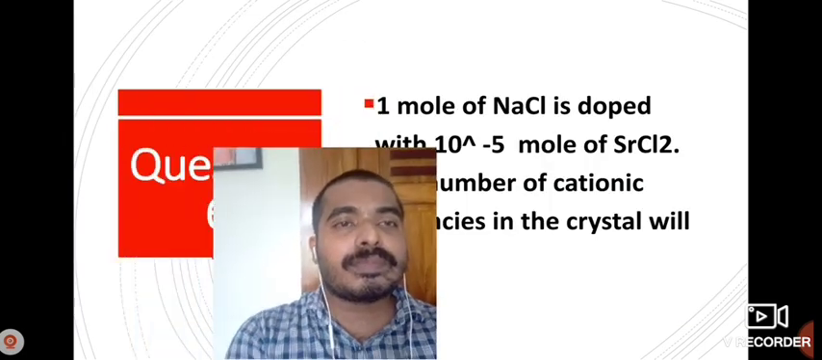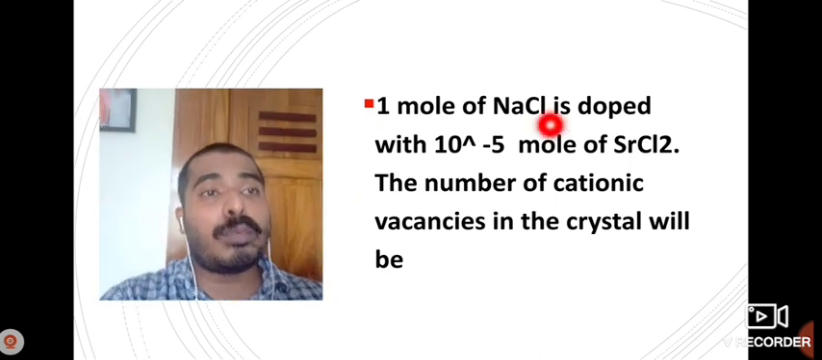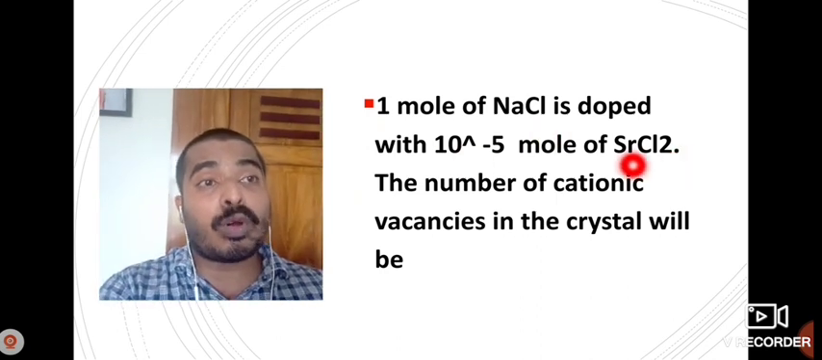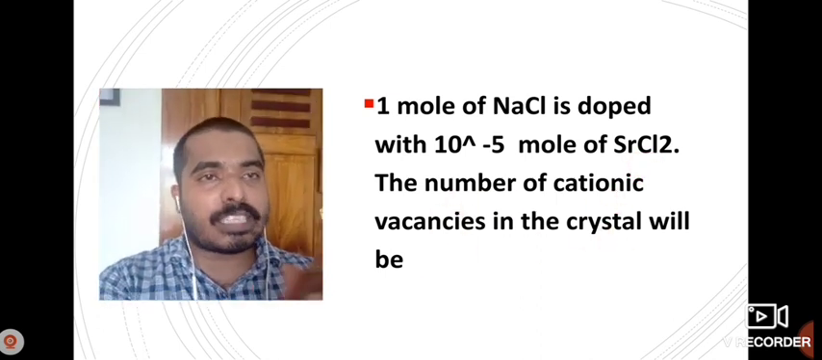Now, sixth question. 1 mole of NaCl is doped with 10 raised to minus 5 mole of strontium chloride. The number of cation vacancies in the crystal will be, that is our question.